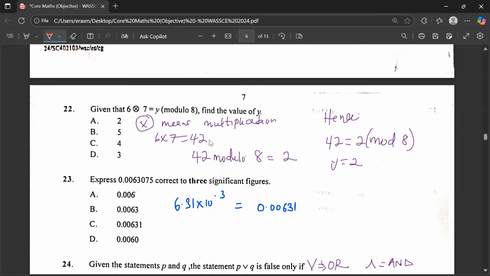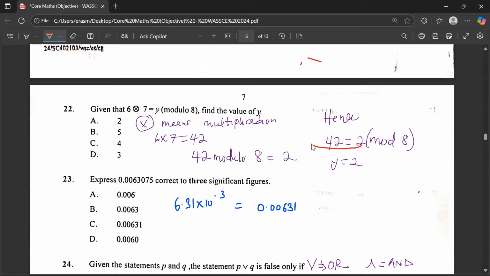Now, what will be 42 in modulo 8? 42 in modulo 8 equals 2. So 8 divides 42 5 times. 5 times 8 is 40. And so 42 minus 40 is 2. That is the remainder. So when 8 divides 42, it has a remainder of 2. Hence, 42 equals 2 in modulo 8.